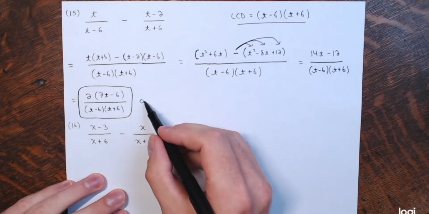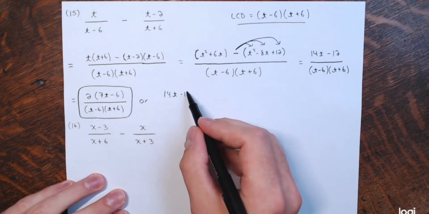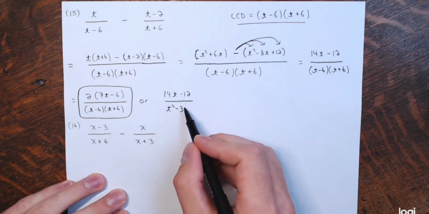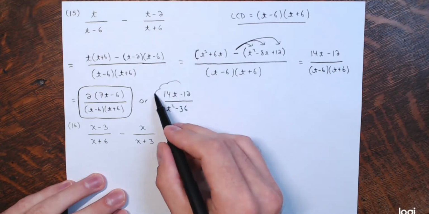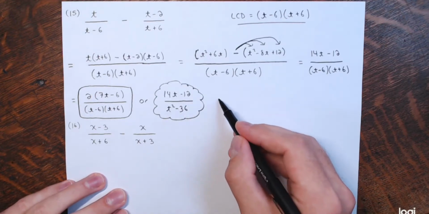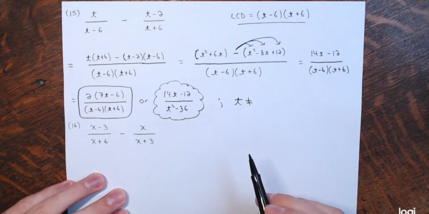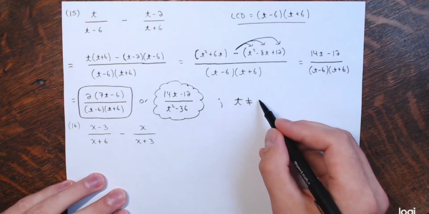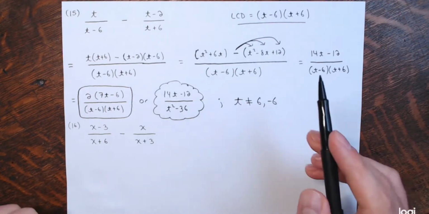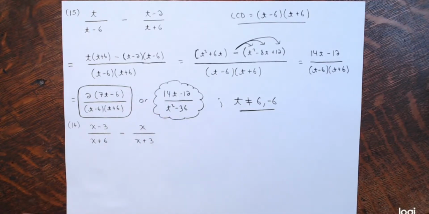Now, of course, you can also multiply it out, right? This would be 14t minus 12 in the numerator. I'm just going to do this one more time here, divided by t squared minus 36 in the denominator. Totally valid, right? And the values of t that you can't replace t with, the values you can't use for t are 6 and negative 6. Right? Because if you replace t with 6 or negative 6, you'll be dividing by 0. You'll have denominators of 0.